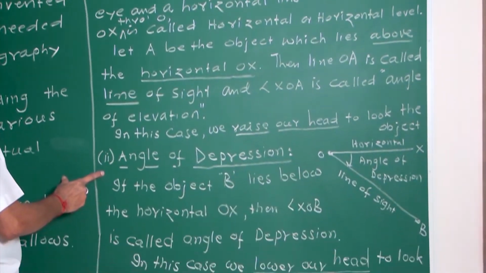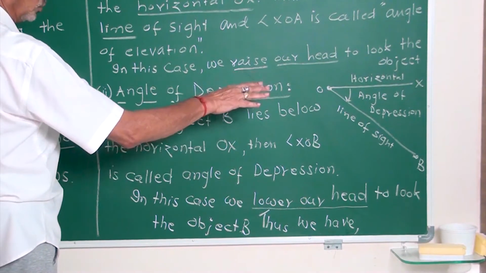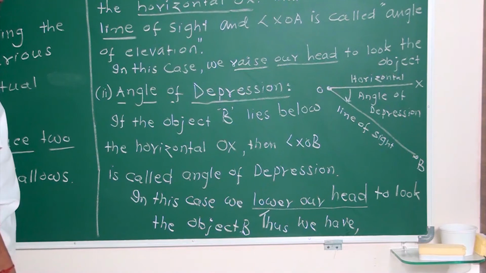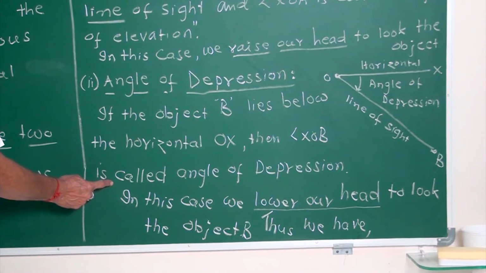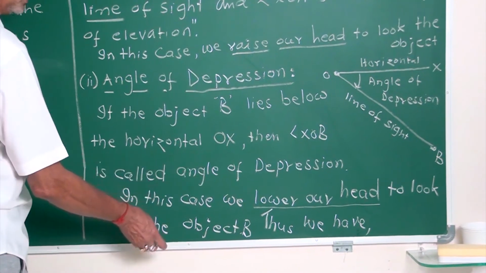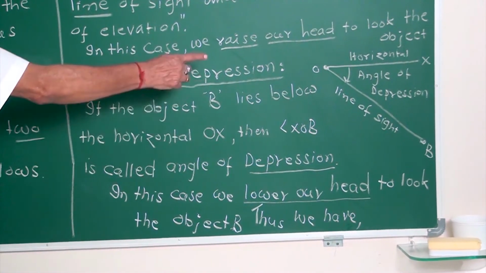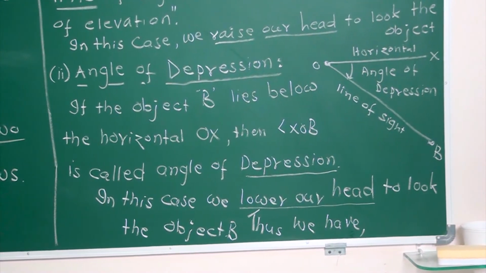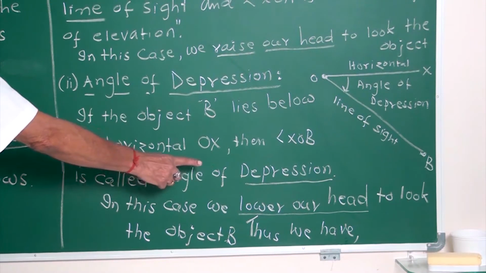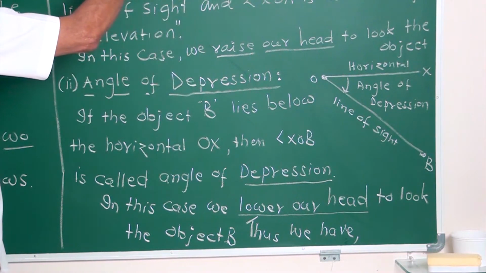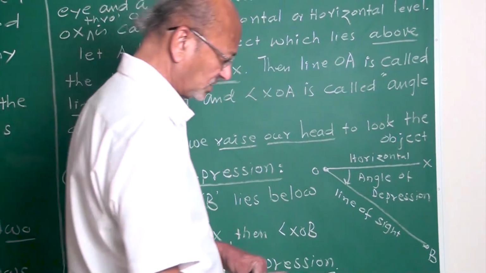Second, angle of depression. If the object B lies below the horizontal OX, then the angle made by the line of sight with horizontal, namely angle XOB, is called the angle of depression. My friends, in this case, to look at the object B, we lower our head. Lower the head, angle of depression. If you raise the head, the angle created is the angle of elevation.